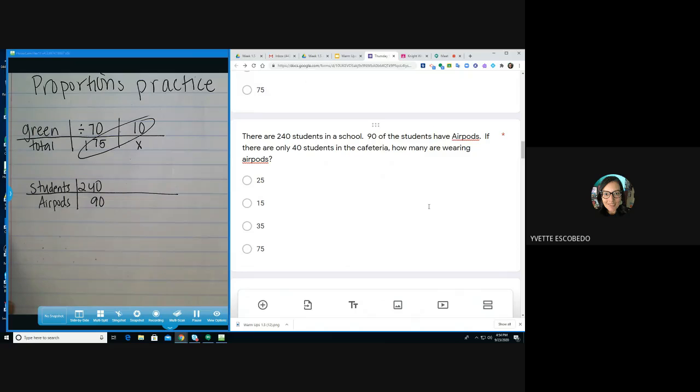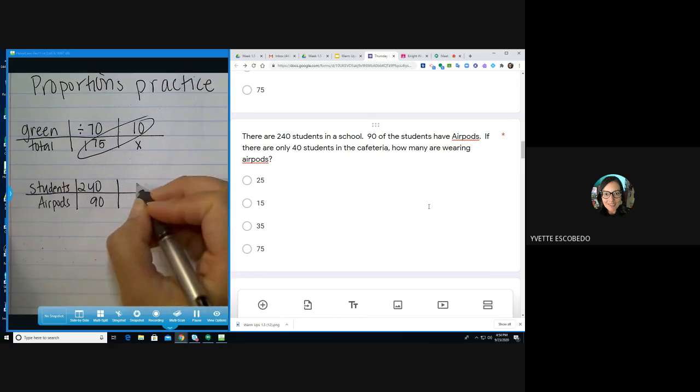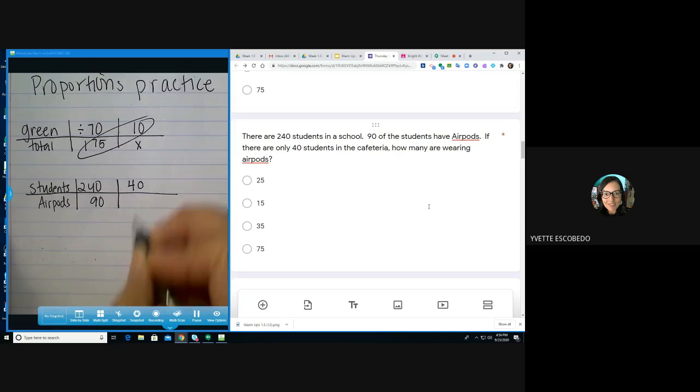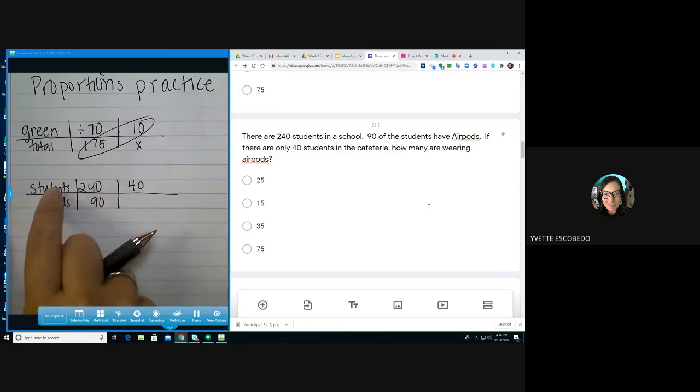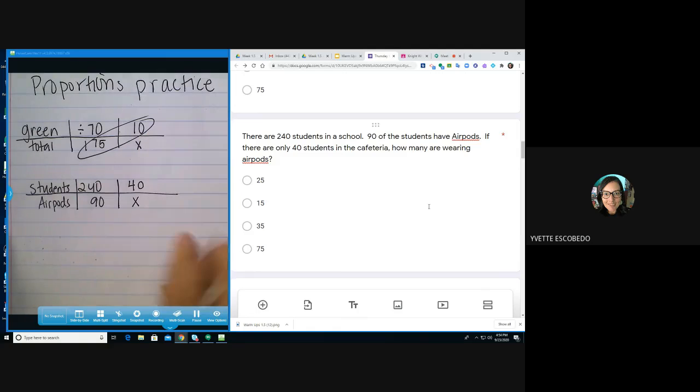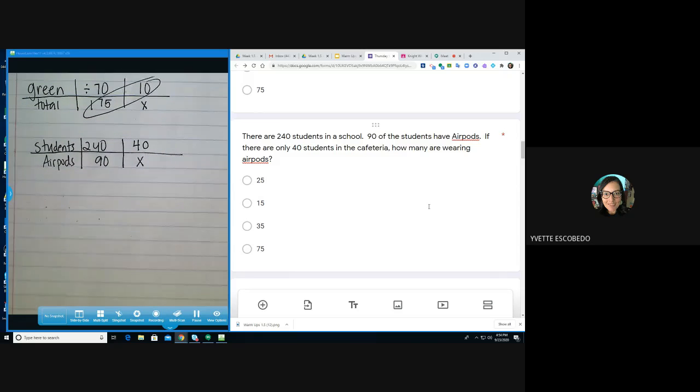If there are only 40 students in the cafeteria, how many are wearing AirPods? So there's 40 students in the cafeteria. So I'm putting the 40 in the students row. And the question says, how many are wearing AirPods? That's what we're trying to find out. That's where the X goes. Again, you're going to cross multiply and divide. And I'll help you set up the next one, and then you will continue. Pause your video to solve.